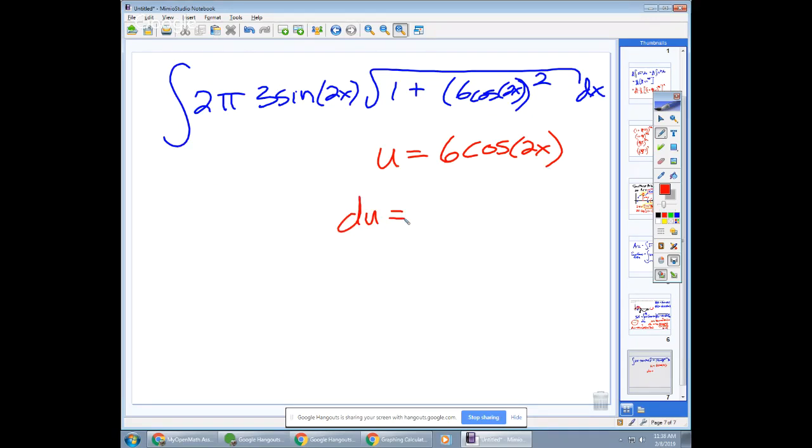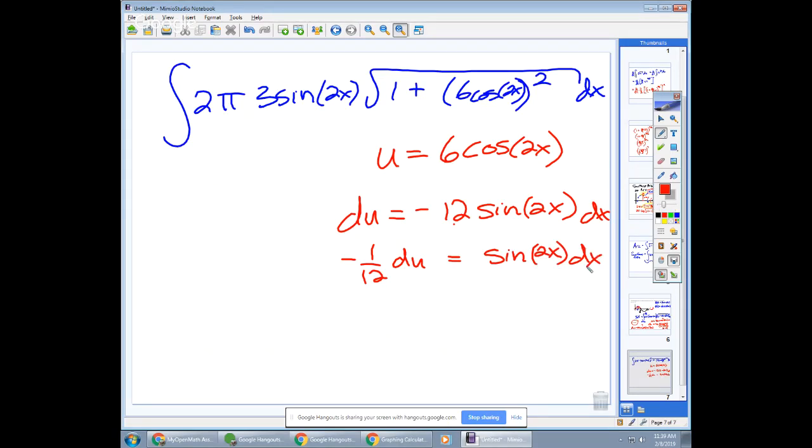So du would be 6 times 2 or 12. Derivative of the cosine is the negative sine of 2x. The constants outside are no big whoop. We can fiddle with those. Yeah, we got my dx. Is there a sine outside there? Yes. Ooh, there is totally a sine outside there. There's not a negative 12. There almost is, right? Not quite. So I'm going to move the negative 12 to the other side and say I have negative 1/12 du is equal to the sine of 2x dx.